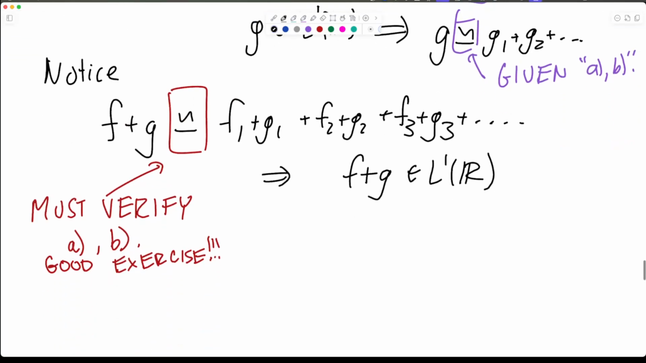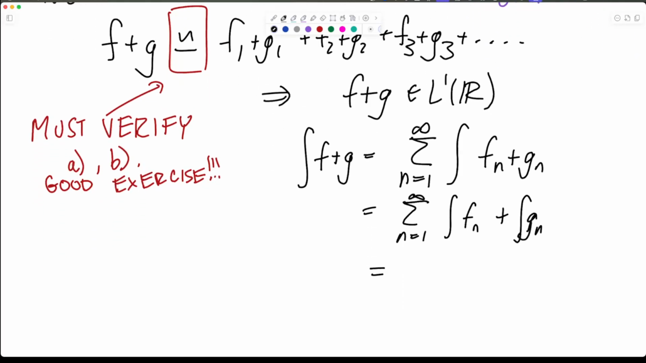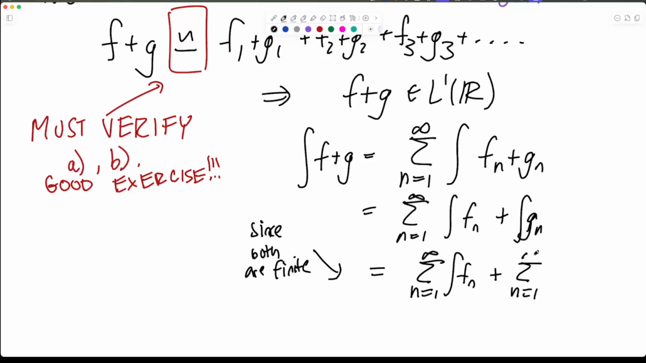Okay, and not only that, the integral of f plus g will be equal to this infinite sum, n equals 1 to infinity, of the integral of fn plus gn. And when you only have two of them, you can split it up as the integral of fn plus the integral of gn, because you just have finitely many pieces. And then you have the infinite sum of two things. Both things sum up to finite numbers. So since both are finite, you get this infinite sum of the fn plus the infinite sum of the gn, which is also known as the integral of f plus the integral of g.